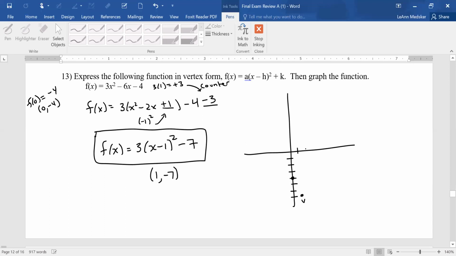And then because of symmetry, think about how this is spaced. This is over 1 from the vertex and down 1, 2, 3. If we go over 1 and then up to 3, there should be a matching point because of the symmetry of parabolas. You could find the x-intercepts if you want, but it didn't specifically say that you had to.